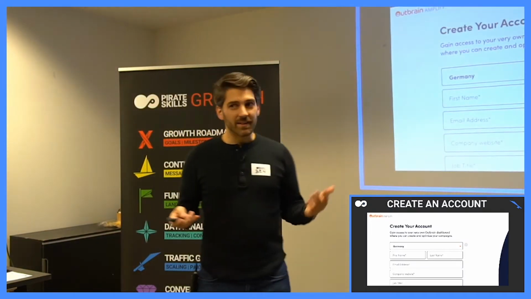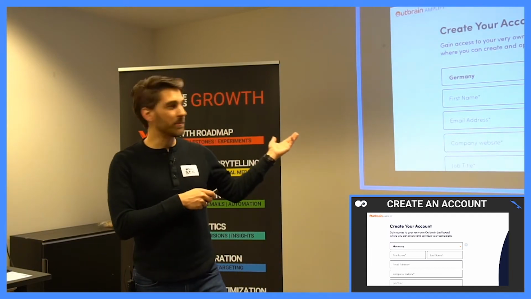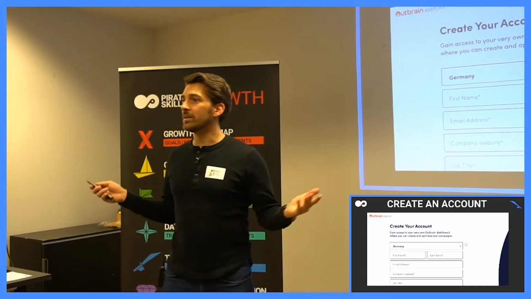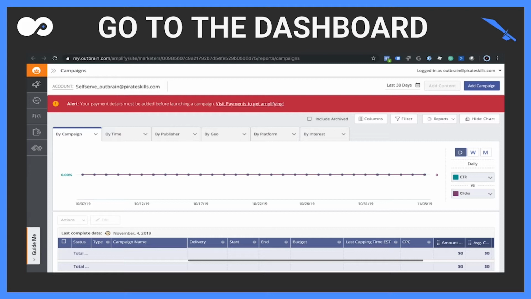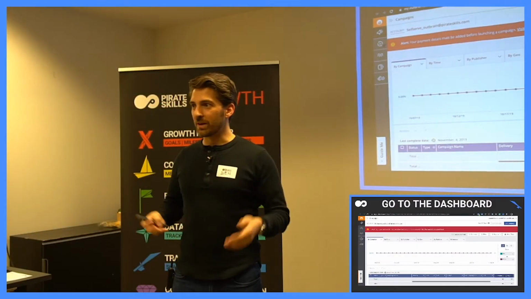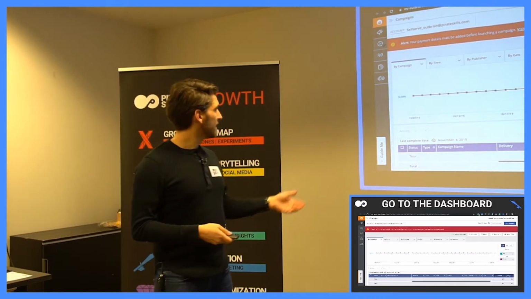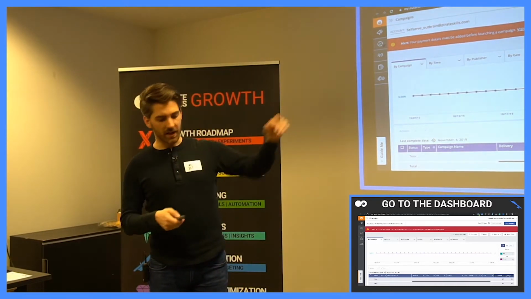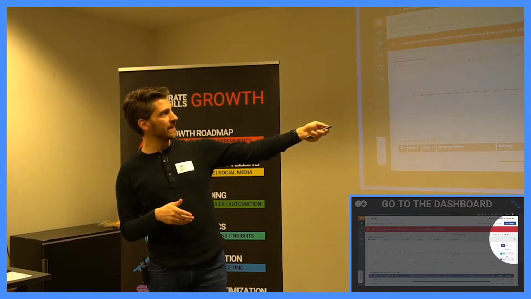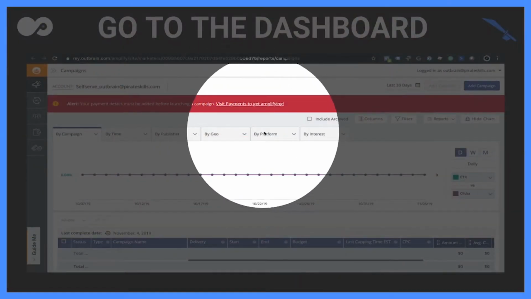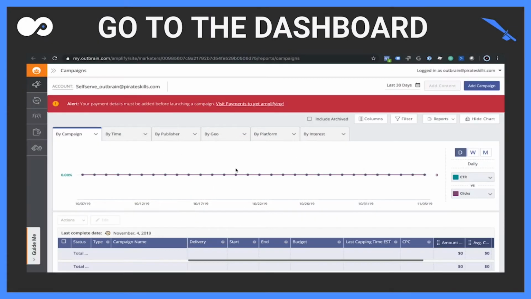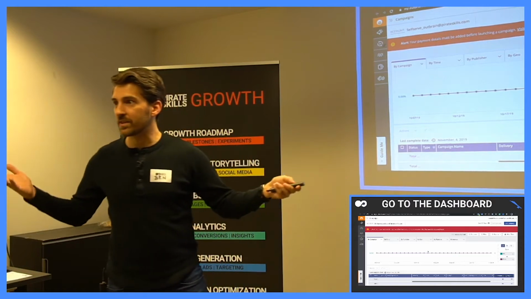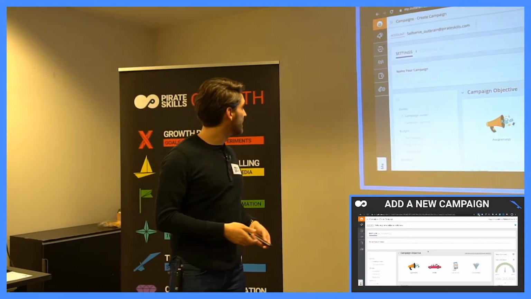So you go to outbrain.com, create your account, just minimal fields. Then you go to the dashboard, and that's pretty much the end. You see your campaigns. In the top right corner, you can add a campaign after you put in some payment information, or you already have to start the campaign. There's nothing else to do here.